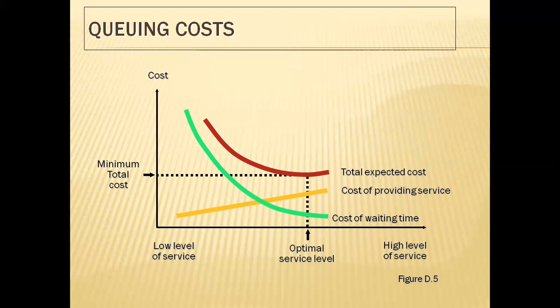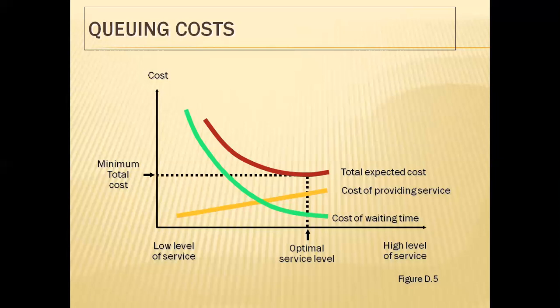So the level of the service has been increasing. The yellow graphical representation is the cost of providing service, and the green one is the cost of waiting time. As the service progresses in the waiting system, the economic factor will be much less, as shown in the graphical representation. Up to the optimal service point level, the cost of waiting time will be decreasing gradually.